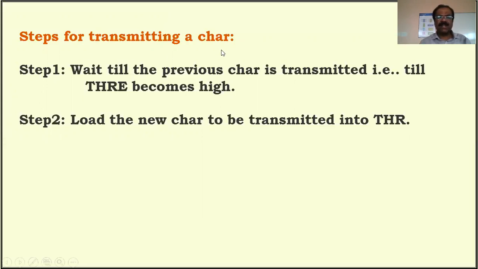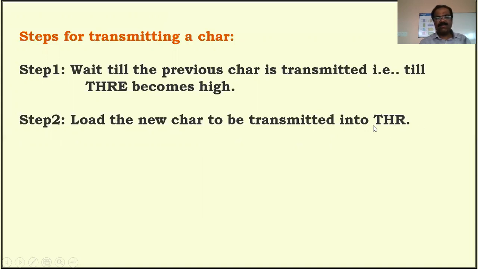Steps for transmitting a character. What is step 1? Wait till the previous character is transmitted, that is, till THRE becomes high. Then load the new character to be transmitted into THR. The ASCII code of the character to be transmitted must be in THR. THR is an 8-bit register. It's like a transmit buffer.